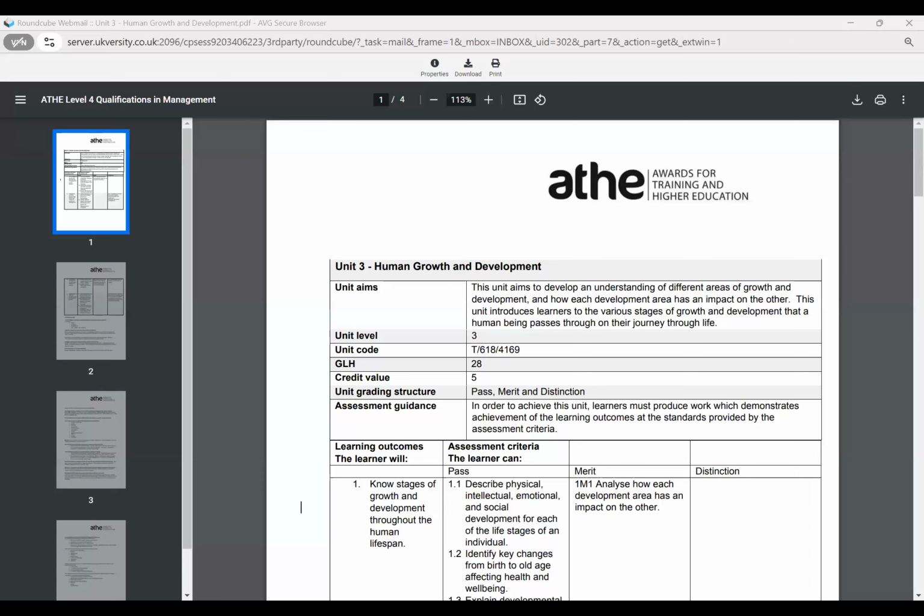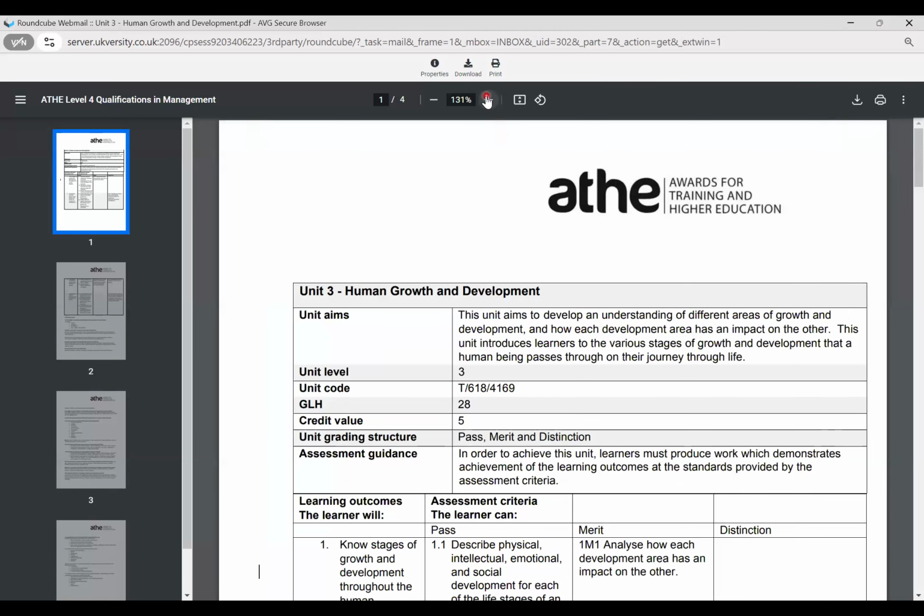It wasn't happening. So, okay, this is what we're going to talk about. I'm quickly going to go through a recap of what we've talked about already. I'm not going to go through the slides that we did in the previous days, but this will hopefully give you a brief overview of what we've done already. Human growth and development was our unit, and we talked about how to develop an understanding of different areas of growth and development and how each development area has an impact on the other.